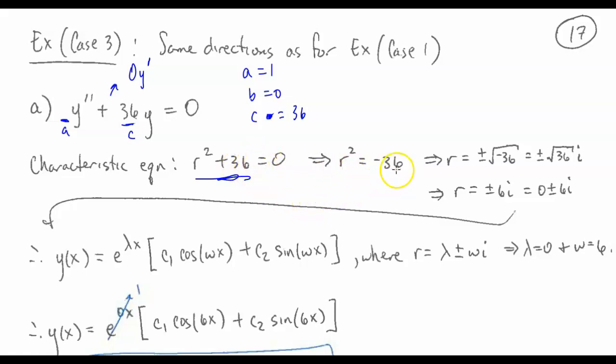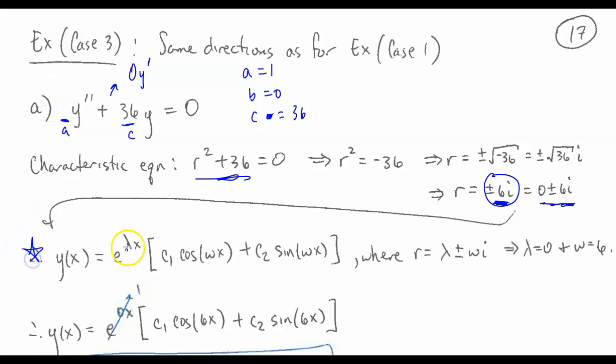If we subtract 36 from both sides and then take the principal root, we end up with the complex numbers plus or minus 6i. Since these are complex conjugate numbers, we can translate this as 0 plus or minus 6i. This is what it is as pure imaginary, but here I've translated it into a complex number so that we have both a lambda and an omega, meaning the real part and the imaginary part of our complex number are explicitly shown.